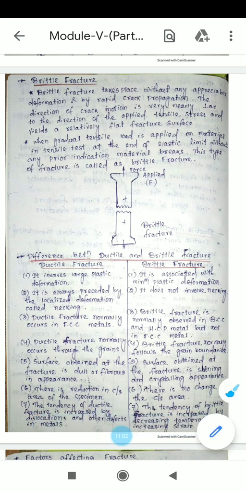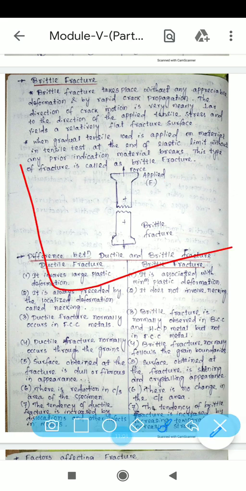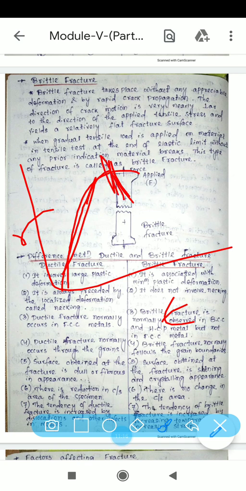Means you draw a curve, the stress strain sigma epsilon, for a brittle material, for example cast iron. This one is your breaking, this one is a straight line. Then after that some plastic stage will come, then break will start. Here there will be no yield point, means no necking takes place.